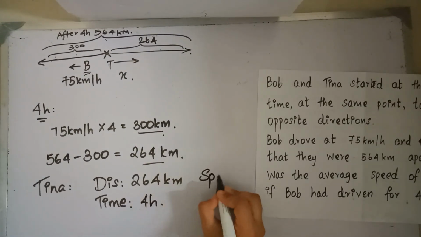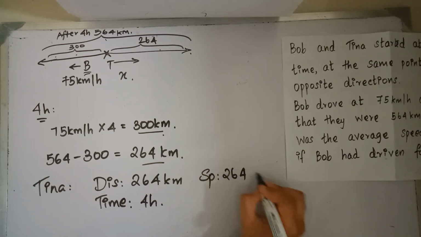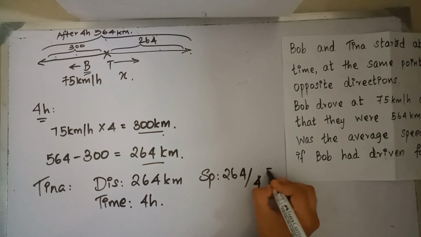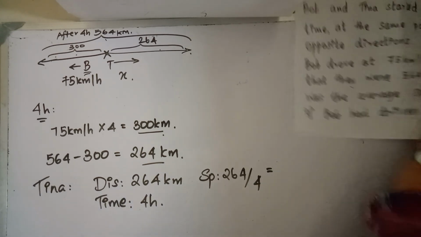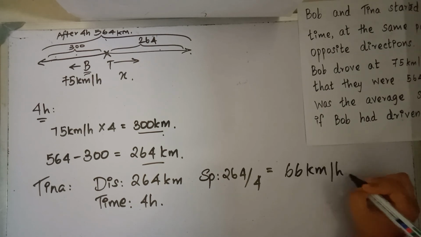With this info, we can find out the speed, and that is 264 by 4. This gives us 66 kilometers per hour. So this is the average speed of Tina.